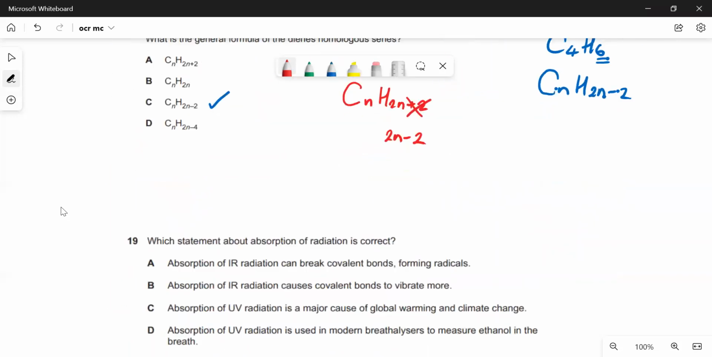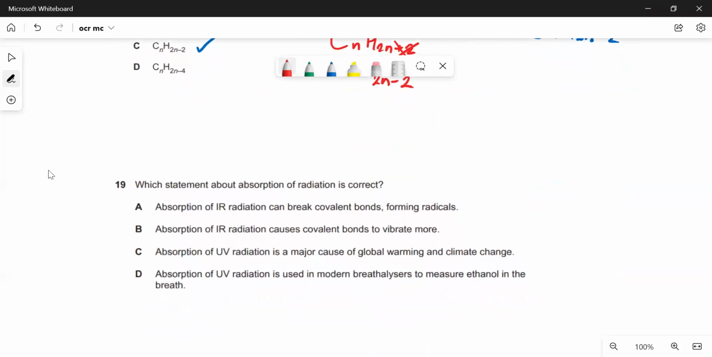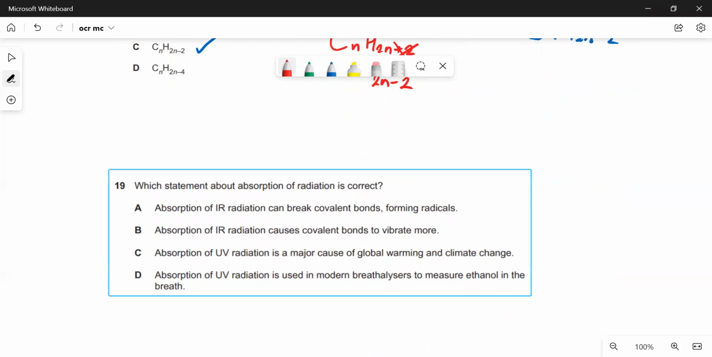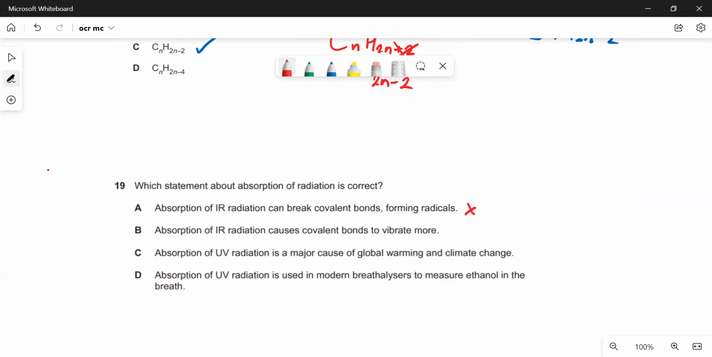19. Which statement about absorption of radiation is correct? Absorption of infrared radiation can break covalent bonds, forming radicals. No, infrared hasn't got high enough energy to do that. It can't do that. Okay, that's UV that does that.